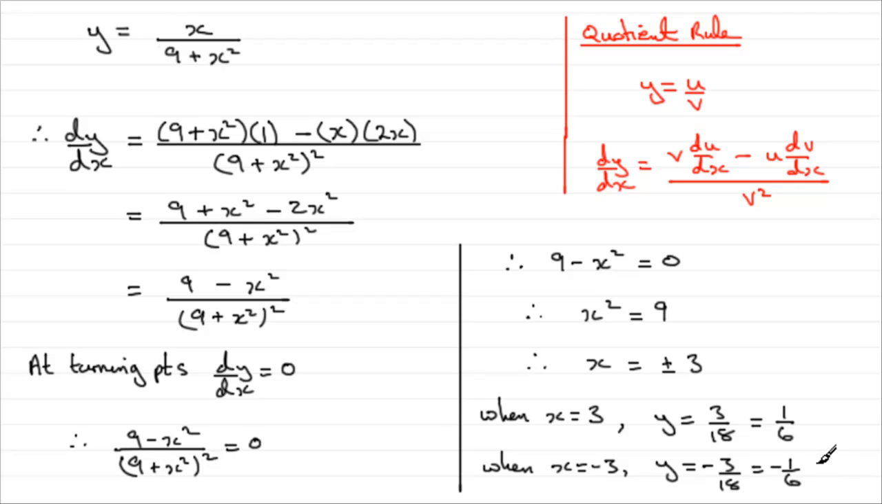So what are our turning points? Well, our turning points are going to be (3, 1/6) and (minus 3, minus 1/6). I haven't got much room to do this, but we'll just come down here, and we ought to say that therefore the turning points are essentially at (3, 1/6) and at (minus 3, minus 1/6). A bit squeezed in there, but that gives us our answer.